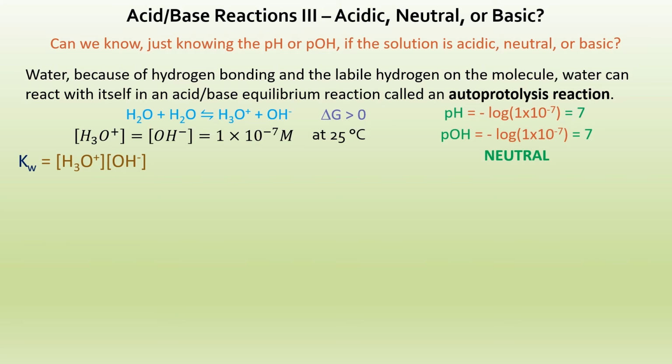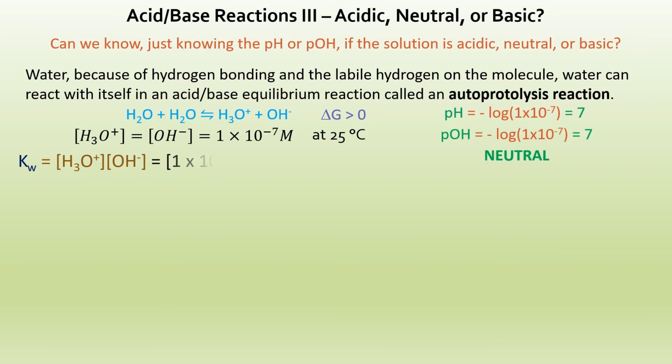If we know the concentration of one of the ions in the equation, we can easily calculate the concentration of the other, no matter what else is in the solution. We can calculate the Kw equilibrium constant from what we know about neutral water.